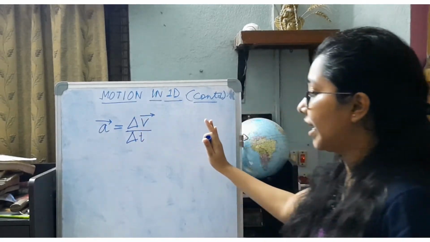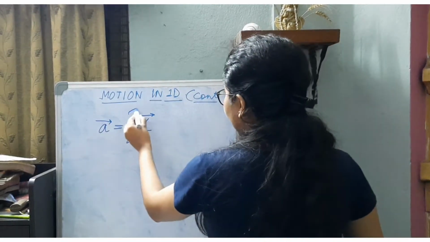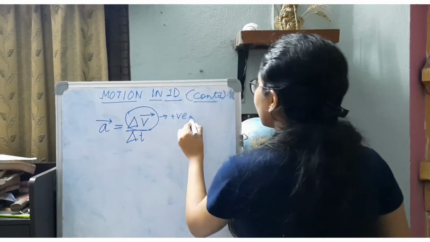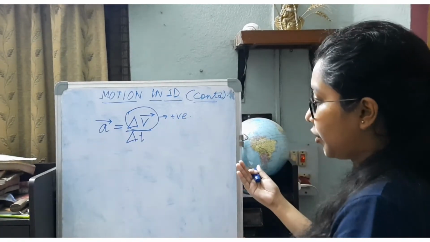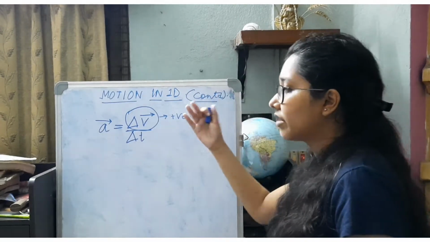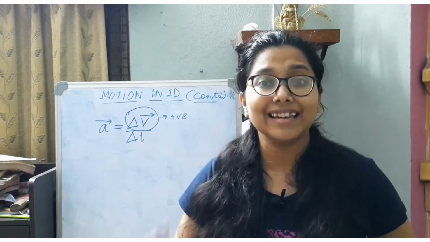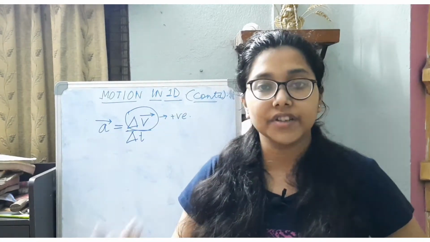In that span, if I see that the delta v value is positive, then it is known as a positive acceleration. That means the body is actually accelerating, there is an increase in its speed, which is its acceleration.